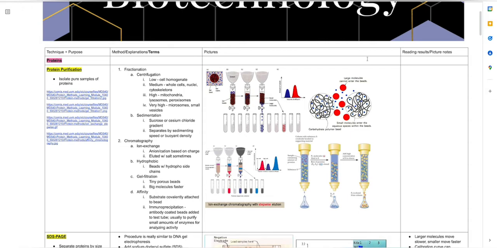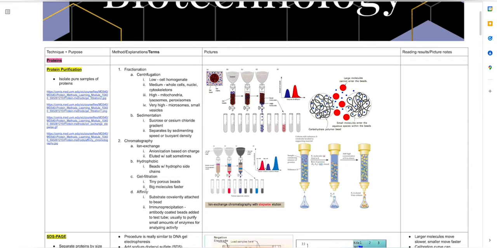But what happens is, if you look over here, the larger molecules can't get into the beads, so all they have to do is move around the beads. But smaller molecules can actually get stuck in this polymer bead, so it takes them longer to get out of the solution. So yeah, and here's a picture showing that.